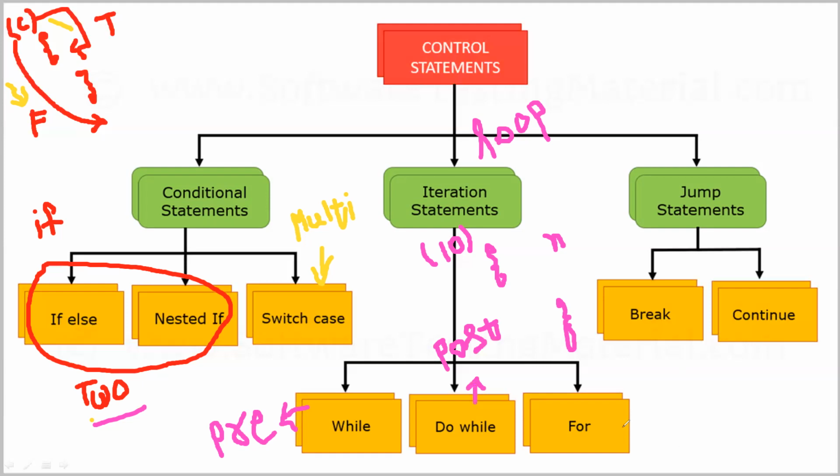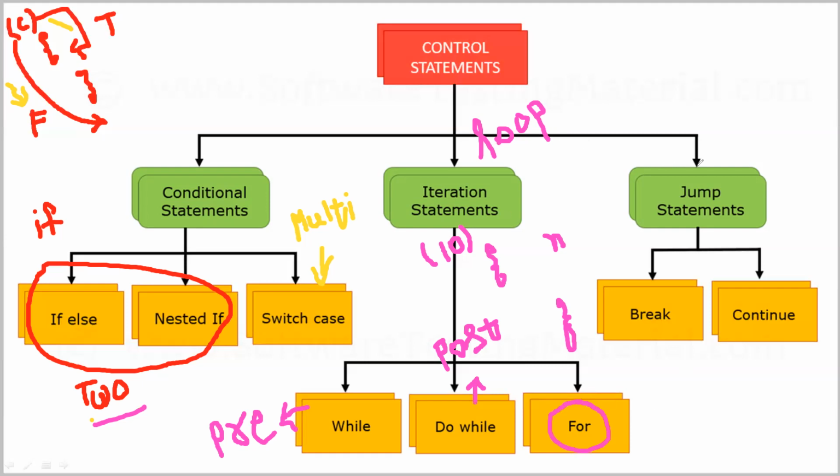Along with this one, we have one more statement under iteration statements, that is the for statement. We already worked with this one. Not only this one, we already worked with if else, switch case, while, do while, for loop in the C programming language, right?